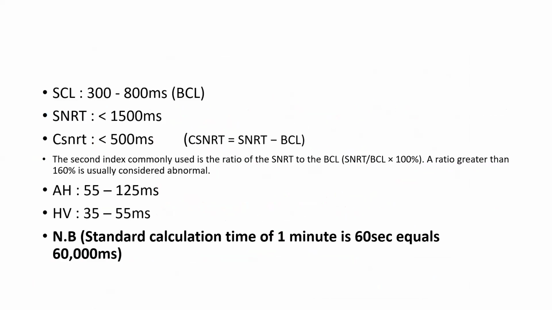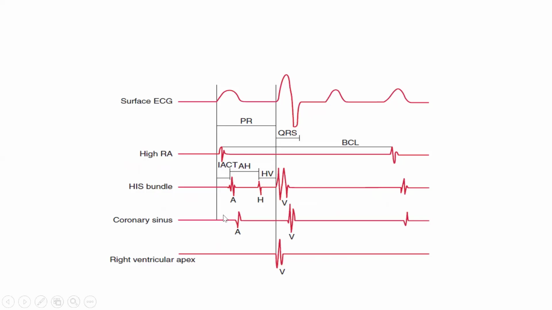Another important thing I want to state here is that you can pace the chambers of the heart from any of these catheters. Either the HRA, you can pace from the bundle, you can pace from the CS, any of these catheters can pace. So they have two functions. They can record electrical activity and they can also initiate pacing.